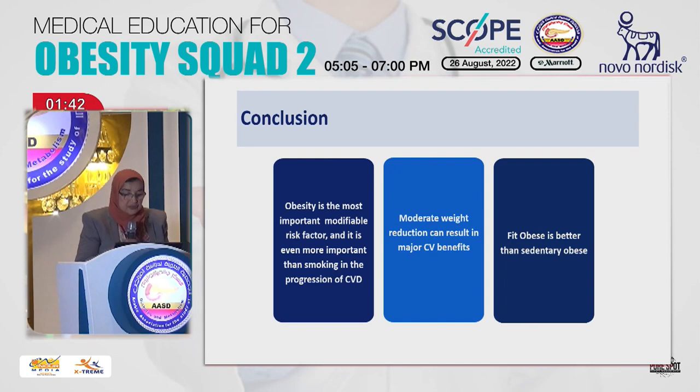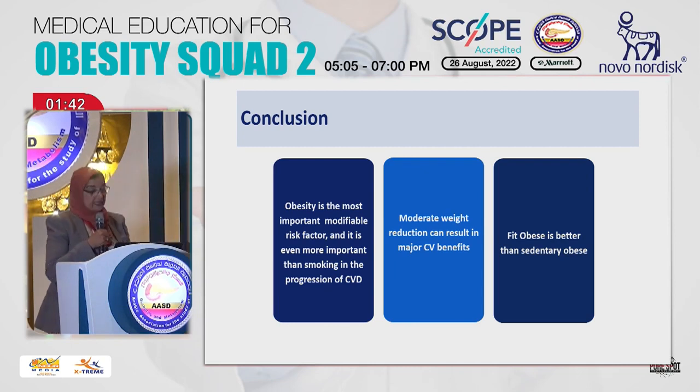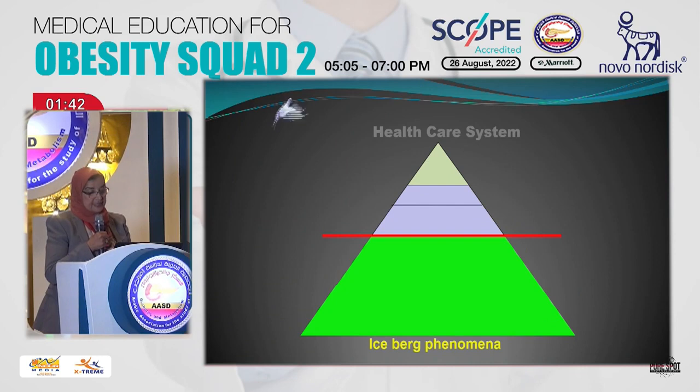So my conclusion today is that obesity is the most important modifiable risk factor, and it's even more important than smoking in the progression of cardiovascular disease. Moderate weight reduction can result in major cardiovascular benefits. Fit obese is better than sedentary obese. This is important, and it highlights the importance of exercise.